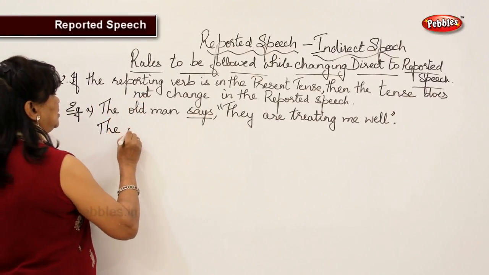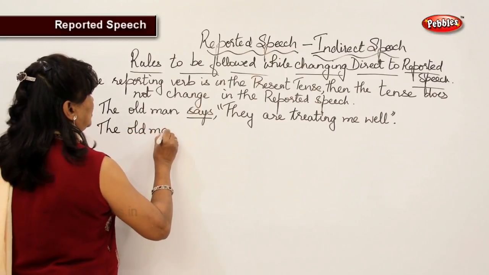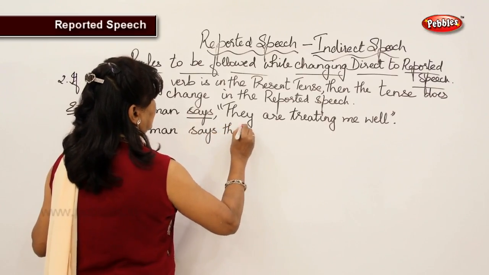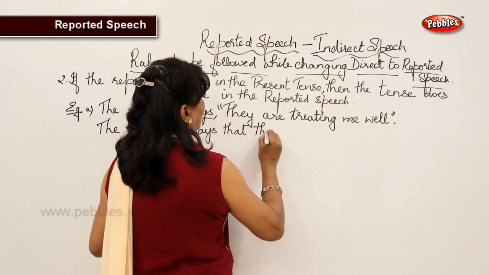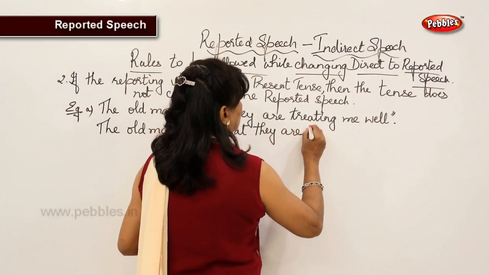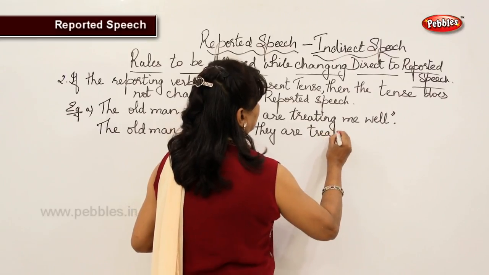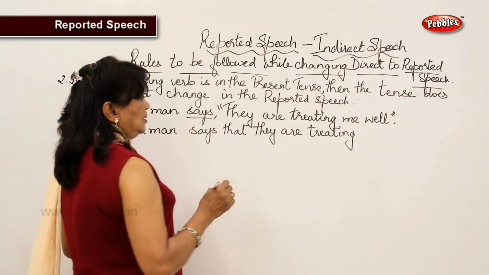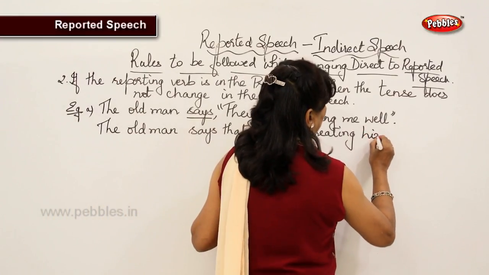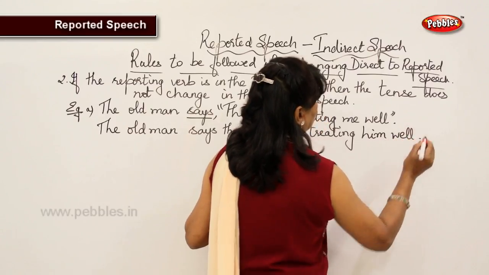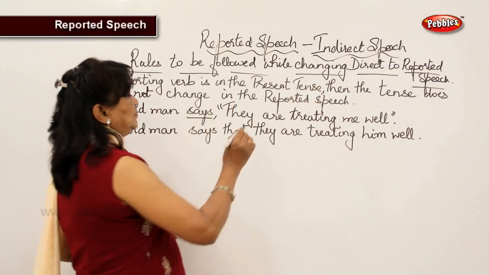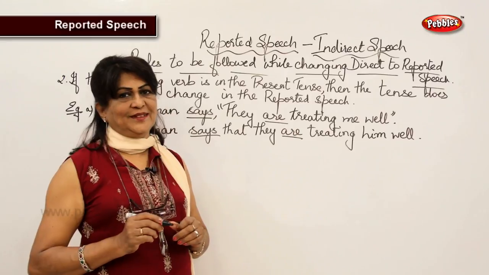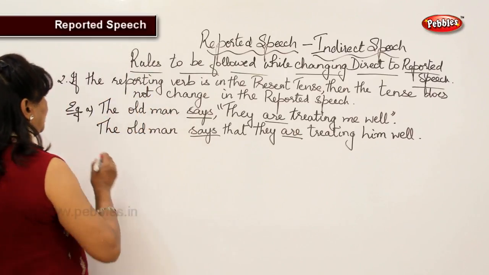The old man says that they are treating me. Me stands for the old man, isn't it? That they are treating him well. Okay? See, the verb is just the same because this is in the present tense. Is that clear? I'll give you some more examples for that.